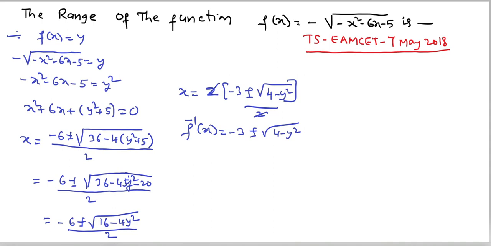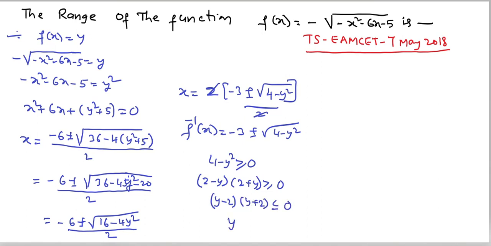Since x is a real number, 4 minus y square is greater than or equal to 0, that is 2 minus y into 2 plus y greater than or equal to 0. From this, y minus 2 into y plus 2 is less than or equal to 0. Therefore y belongs to the interval minus 2 comma 2. Hence the range is equal to minus 2, 2.